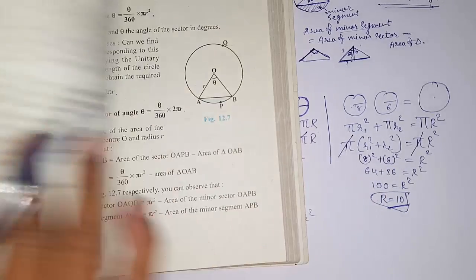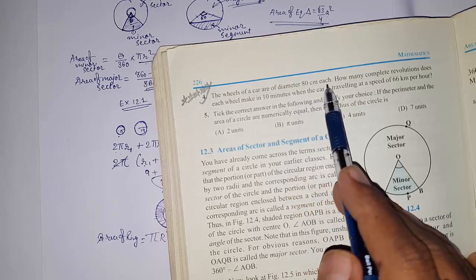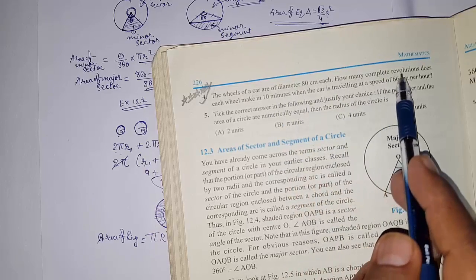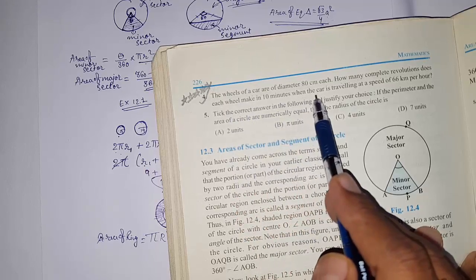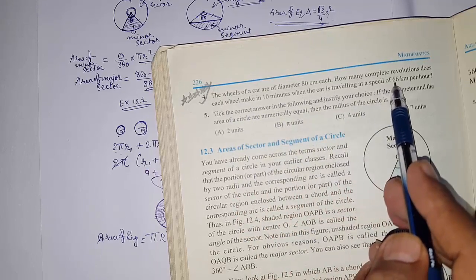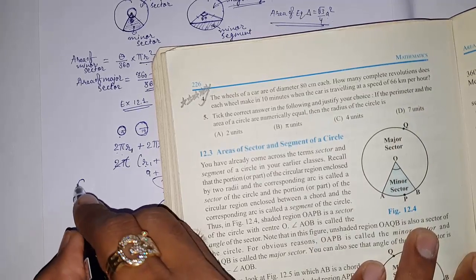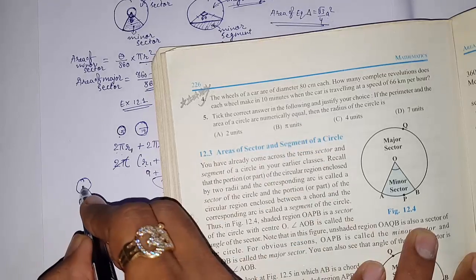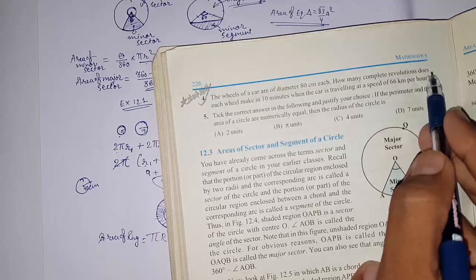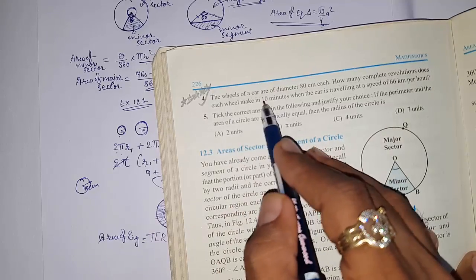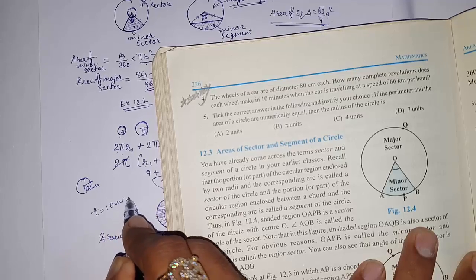Then moving towards the next question. The wheels of a car are of diameter 80 centimeter. How many complete revolutions does each wheel make in 10 minutes when the car is traveling at a speed of 66 kilometer per hour? So they said the wheel has a diameter of 80 centimeters, so the radius will be 40 centimeter.